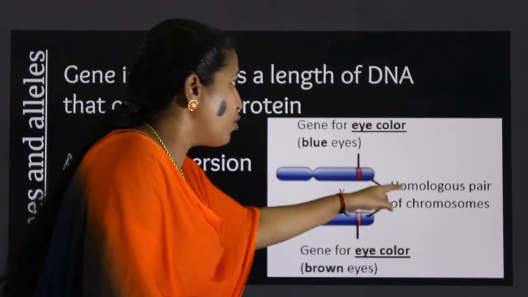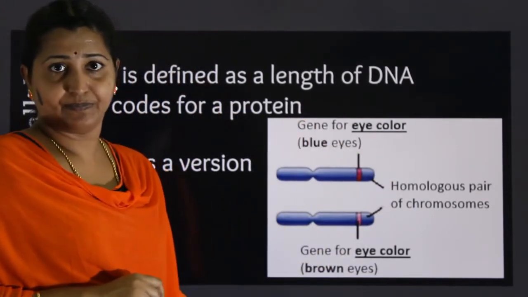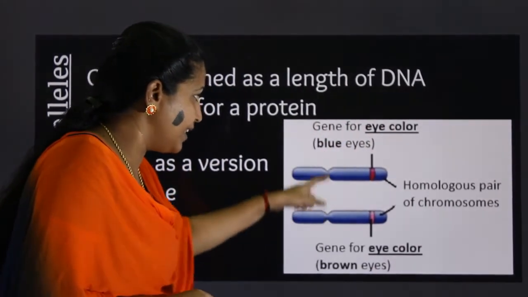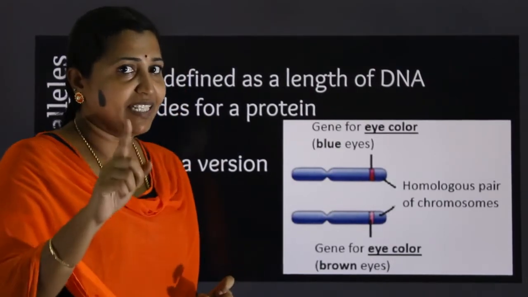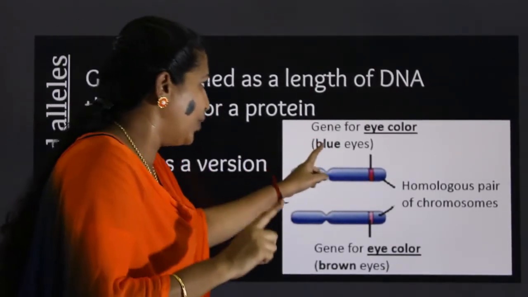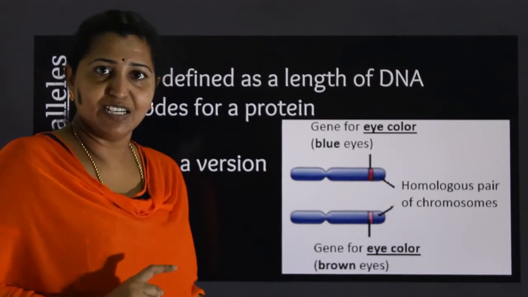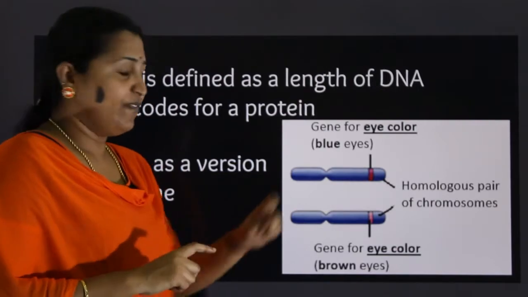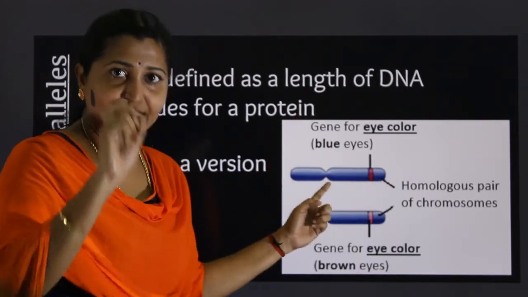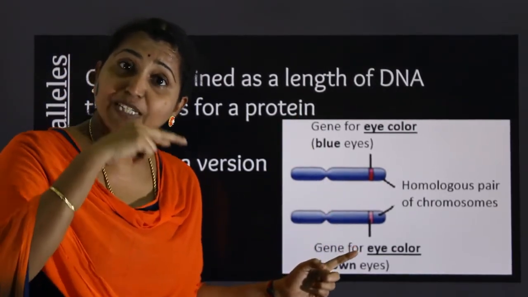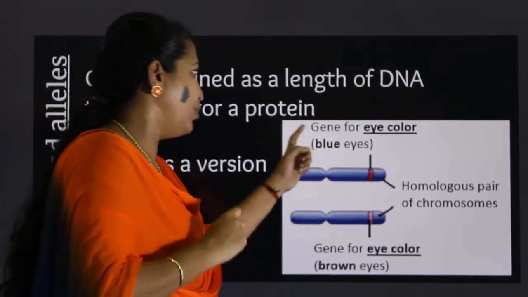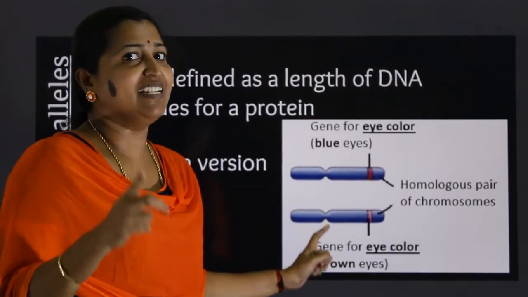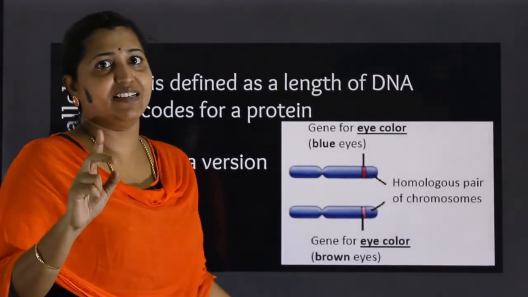And inside the chromosomes, the genes are located. And here, the gene for eye color is shown. And here, the alleles are blue eyes and brown eyes. Is it clear? So, where the genes are located? Inside the chromosomes. And which gene is shown here? Gene for eye color. And what are the two alleles for this particular gene? Blue eyes and brown eyes. So, now you are able to differentiate the genes as well as the alleles. Clear, students?